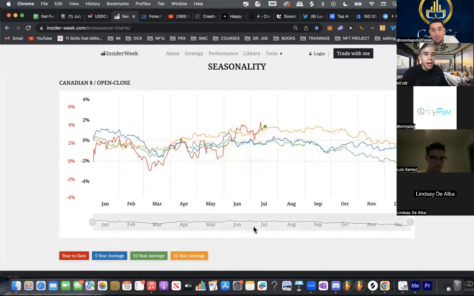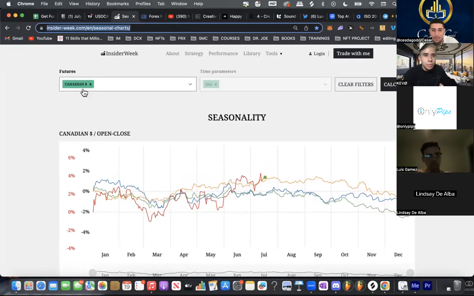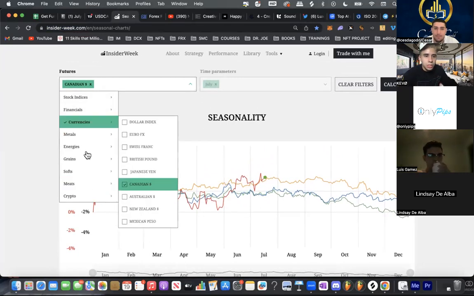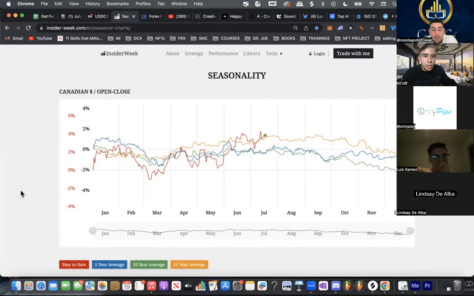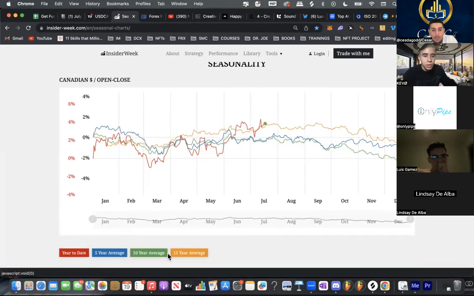So for those that don't know what seasonalities are, this basically shows you the average across the currencies. You can use this website, I'll actually drop this for you guys. It's pretty dope. You can filter out what you want to see, and it shows you the average of how price moves every month. It's color coded as well. The green is the 10-year average, 15-year average, 5-year average, and the red one is the current year.